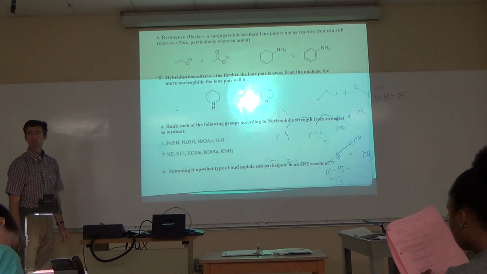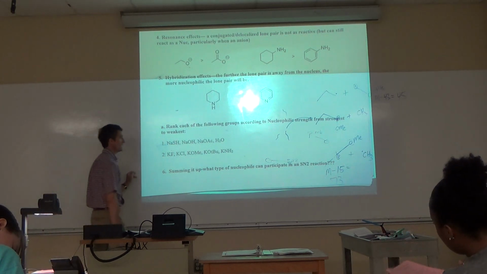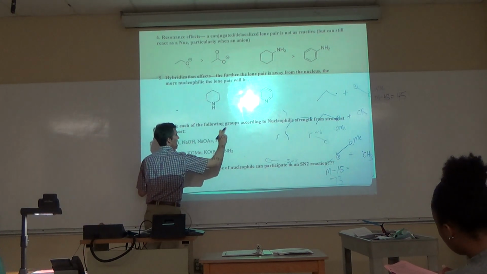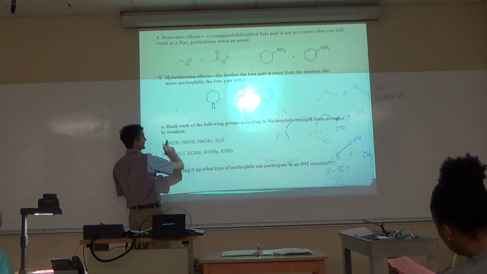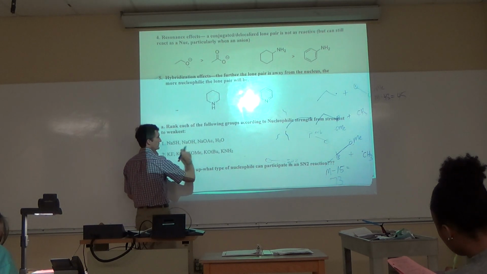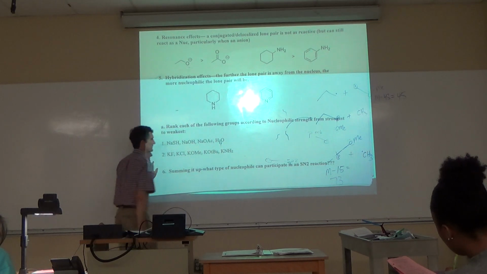Weakest nucleophile? Yeah, neutral. This says from strongest to weakest. Strongest would be 1, weakest would be 4. I think that's 4. What's next?